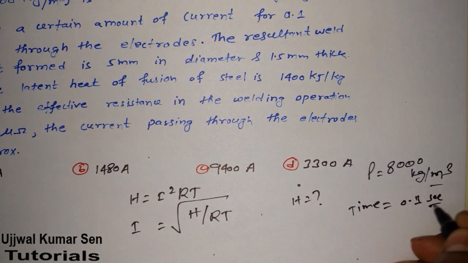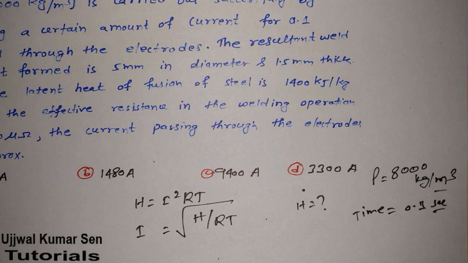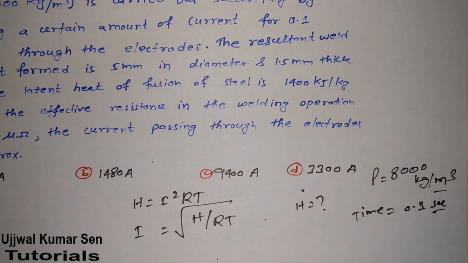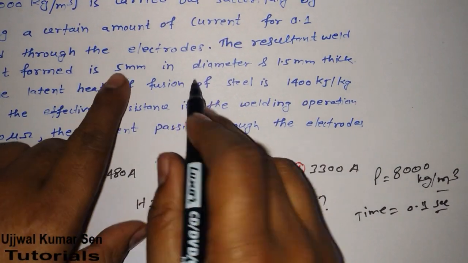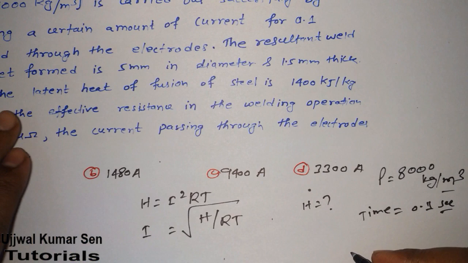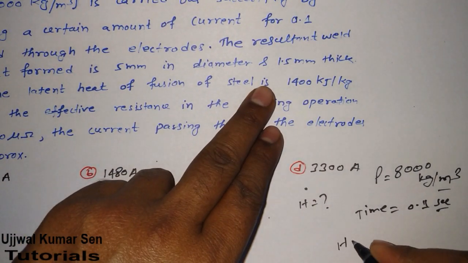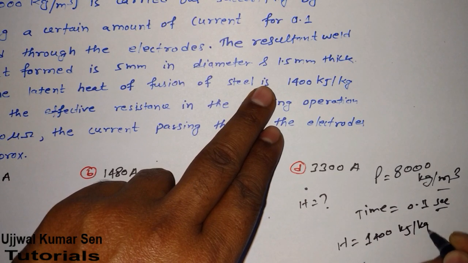How much time is given? That is 0.1 second. So always see the time also. Time plays the most important role here. Now we have time, we have density. The resultant weld nugget formed has this diameter and this thickness. Okay, no problem. The latent heat of fusion is given as 1400 kilojoule per kg.